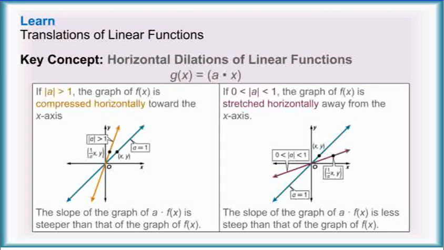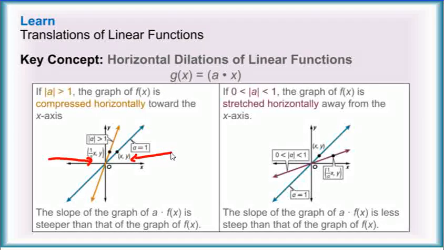So if the absolute value of a is greater than 1, you're going to be compressing it horizontally. It just means you're squeezing the blue in from the sides. And when you do that, it makes the gold one longer. So compressed horizontally is the same as a stretch vertically. So the slope of the graph of a times x is also steeper than that of the graph.